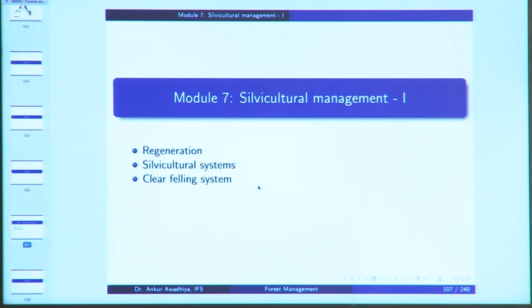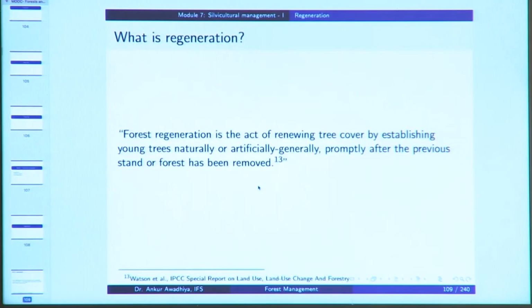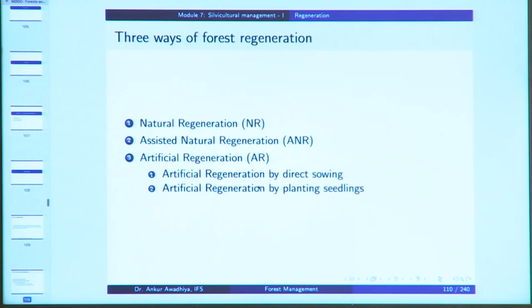Now, in the next module, that is silvicultural management part 1, we looked at regeneration. So, regeneration is the act of renewing the tree cover by establishing young trees naturally or artificially, and generally this is done promptly after the previous stand of forest has been removed. There are 3 ways of regeneration: natural regeneration, artificial regeneration and assisted natural regeneration. So, we refer to these as NR, AR and ANR.